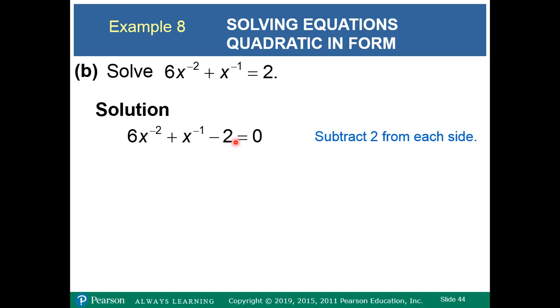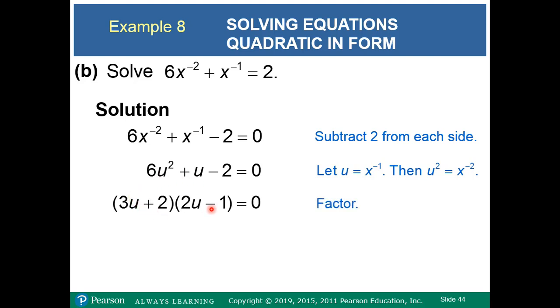So again, we put it in standard form, and just like I said, it looks like it's in quadratic form. So here, again, we're going to make u equal to x to the negative 1 power, okay? And then u squared is equal to x to the negative 2 power. So we get 6u squared plus u minus 2. And so now we could use the AC method of finding the factors of this thing, right? And then using a method of decomposition, if you will. And we find that the factors are going to be this. And so we can solve for u easily in this case.